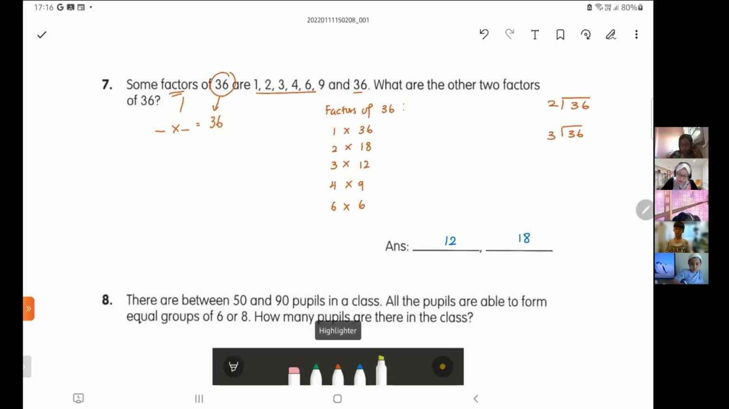So we have given is 1. So I have 1. I have 2. I have 3. I have 4. I have 6. I have 9. And I have 36. So what is missing? If you can see, 18 and 12. 6 is already there, so you don't have to take it 6. So the question number 7, answer is 12 and 18. Very good, Shukri.